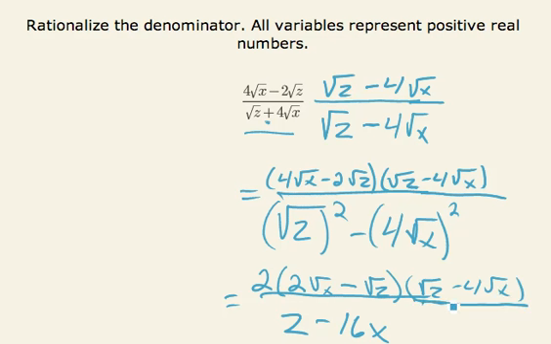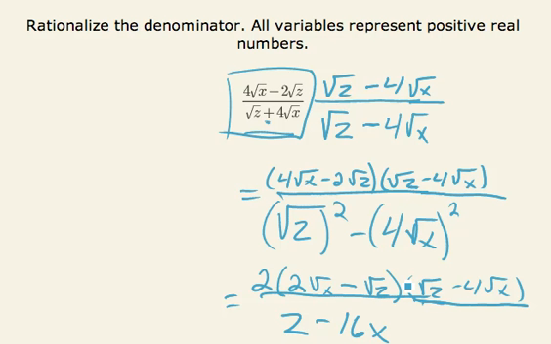And so here's what we get as our final simplified version of this radical expression. This version is rationalized. That is, the denominator is rationalized. That is, the denominator no longer has any square roots. The numerator has a bunch of square roots in it, but the denominator no longer does.